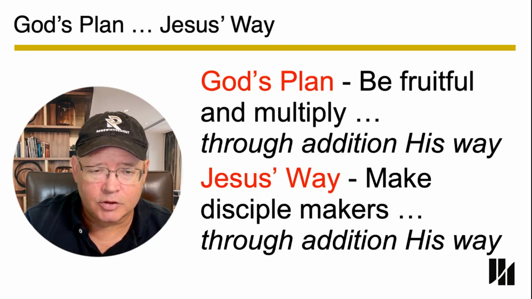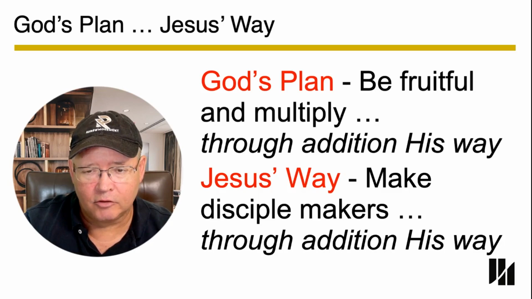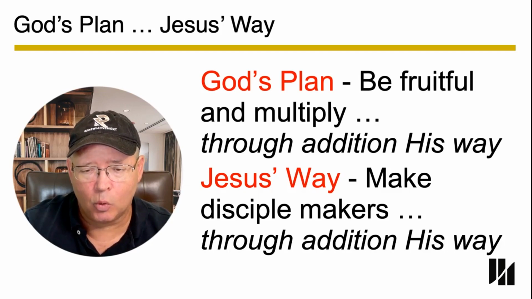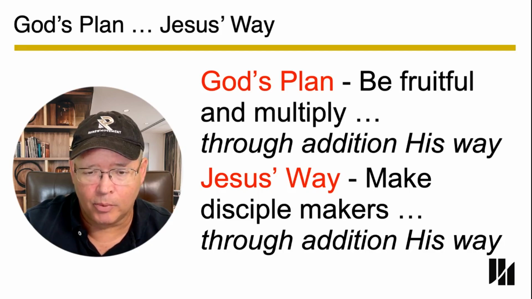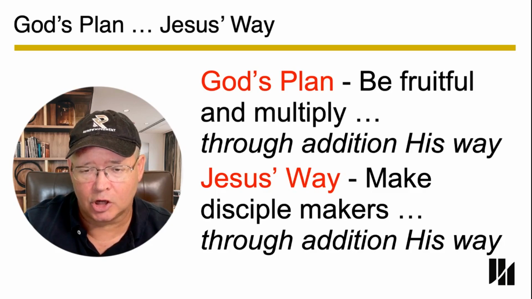So if we just look at God's plan, God says in Genesis, be fruitful and multiply. If we really unpack how that was to happen, his way was through addition. Addition was the core of how Noah and Adam would multiply. Jesus' way, he wanted us to make disciple makers. How's that happen? It happens through addition, one at a time.